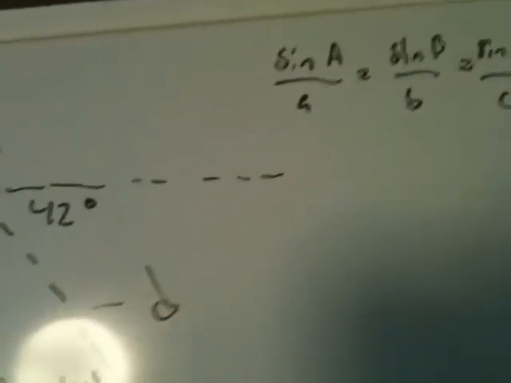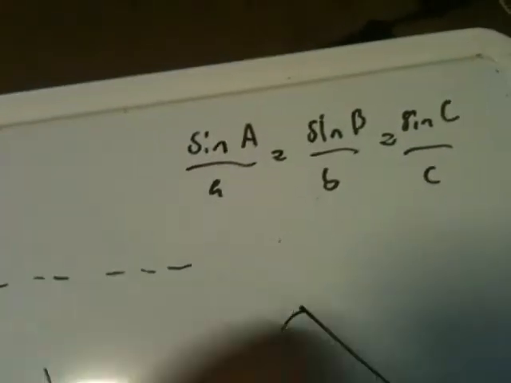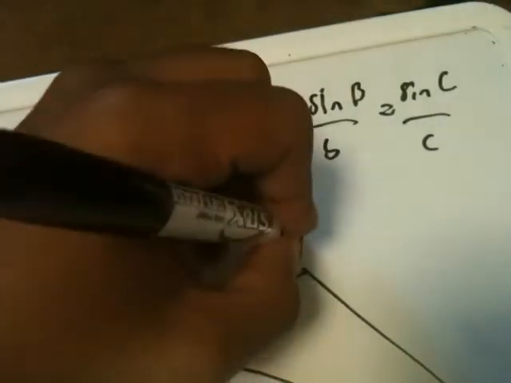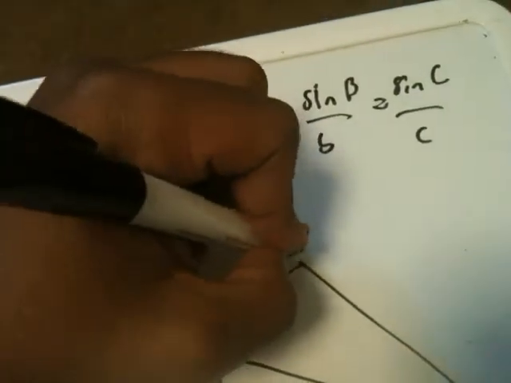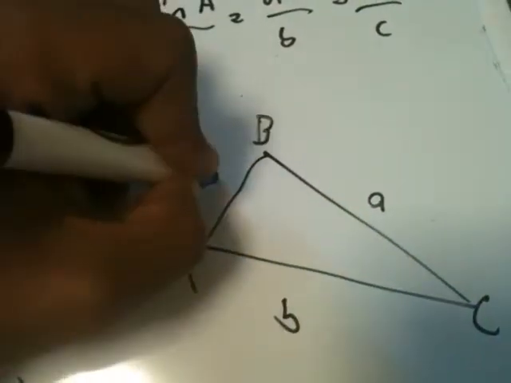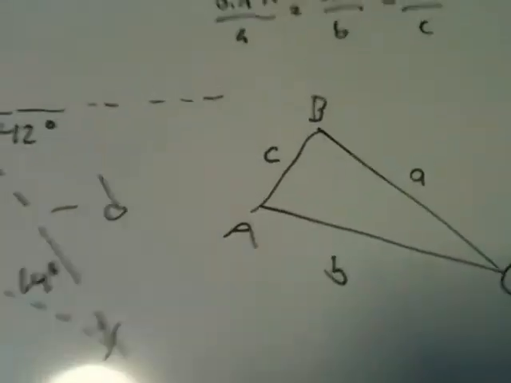So, we can use the law of sines. And again, this is for a triangle. I'll draw a generic one right here. For a triangle with angles A, B, and C, and sides a, b, and c. Realize that the sides are opposite their respective angles.